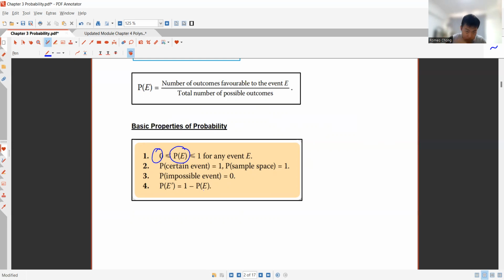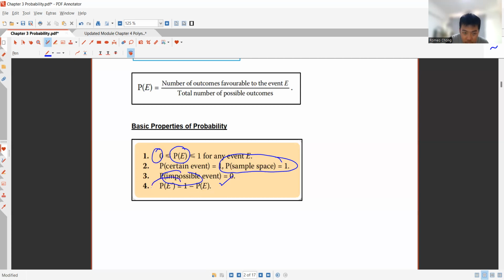So you see, the probability of a sample space is always equal to 1, meaning that for all the outcomes to happen is actually equal to 1. The certain event is also equal to 1 if it really happened and it involves all the sample space. That is called probability of 1, meaning that it definitely will happen. And then an impossible event means that it will not happen, so the probability will be equal to 0.